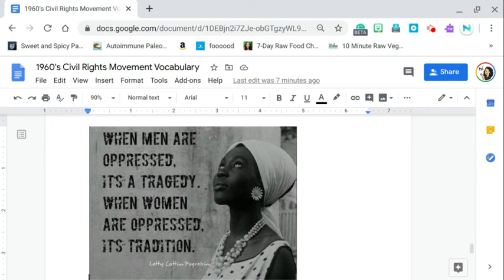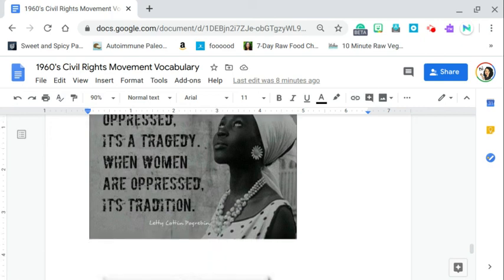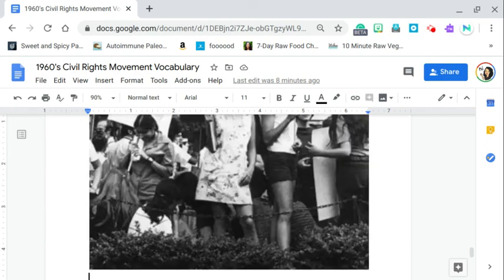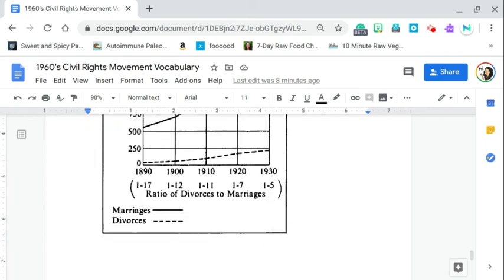So here we have a good quote that says, "When men are oppressed, it's a tragedy, but when women are oppressed, it's a tradition." So that's what they mostly fought. They fought for the right to get a divorce. And if you see here, divorce throughout U.S. history was basically unheard of for women. Women were considered property of men, and there were many laws that justified that.